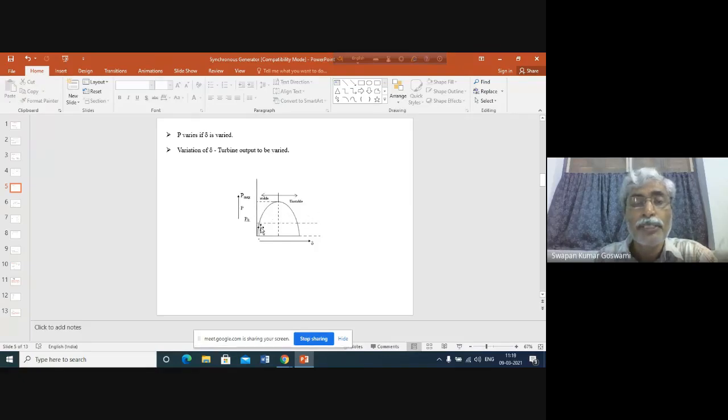So what should be the operating point? Now this is the power output curve, and this is the power input line. Obviously, this will be the operating point. But this operating point will not be achieved in a single step. As soon as I move the input power line from here to here, that means as soon as I increase the opening of the steam valve, output power will gradually increase, and a stable operation of the generator will not be achieved immediately. It will take some time.